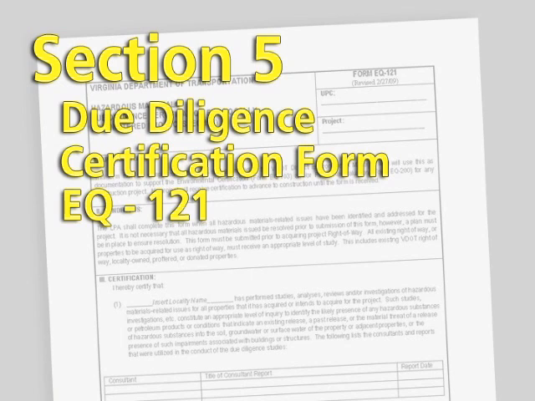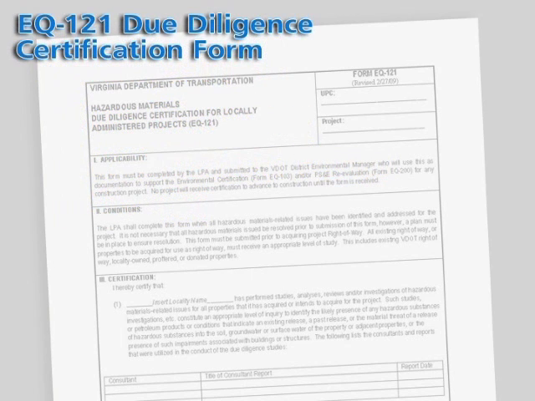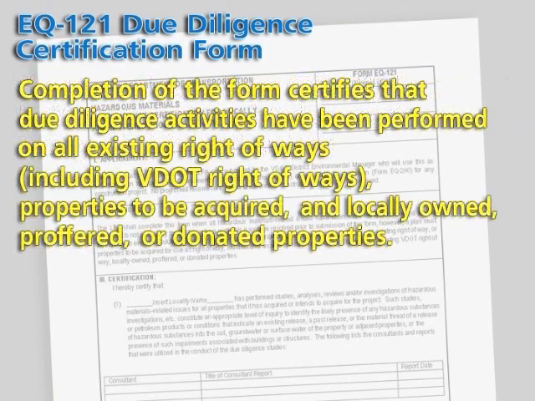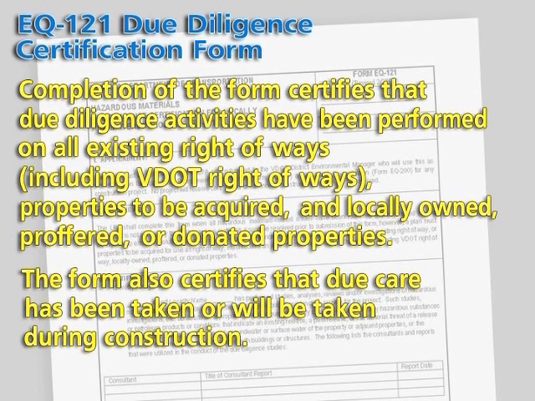The Due Diligence Certification Form, or EQ 121, is required by VDOT to be completed on most locally administered projects. Completion of the form certifies that due diligence activities have been performed on all existing right-of-ways, including VDOT right-of-ways, properties to be acquired, and locally owned, proffered, or donated properties. The form also certifies that due care has been taken or will be taken during construction.